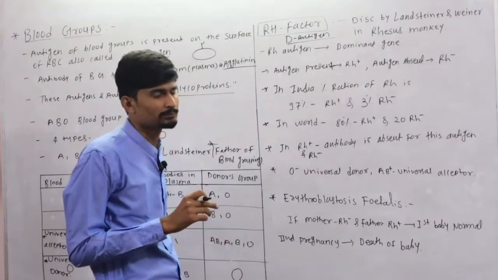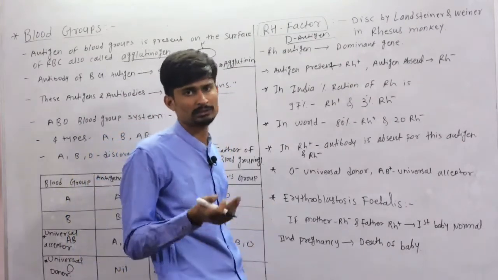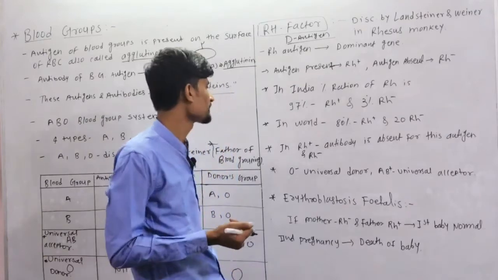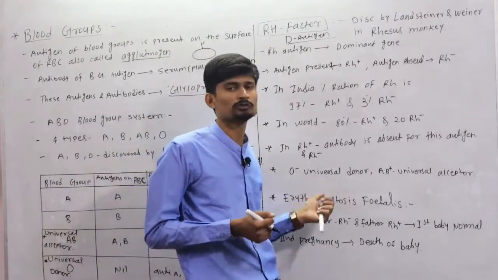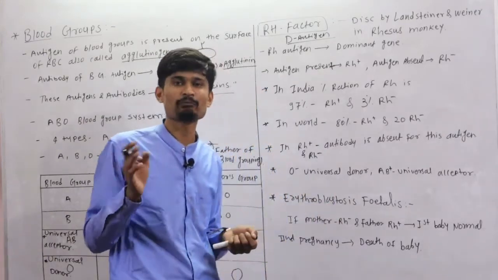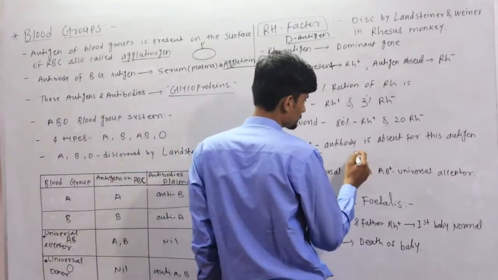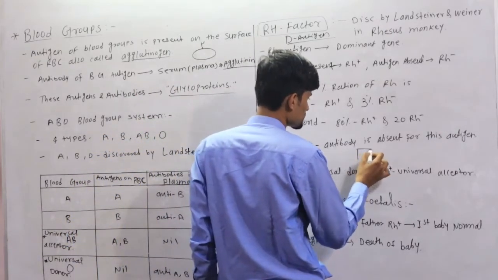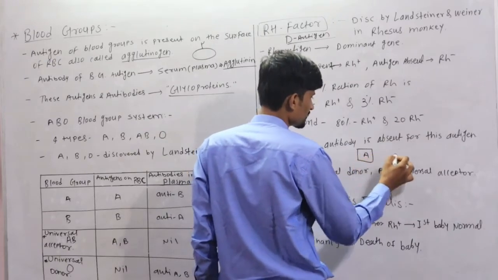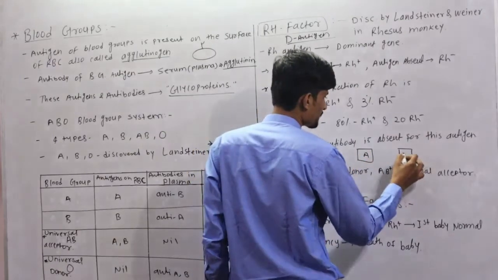And if the blood is given to another person, what will happen, students? There is a possibility of formation of antibodies against that person. So I will explain this. Suppose there are two persons, person A and person B.